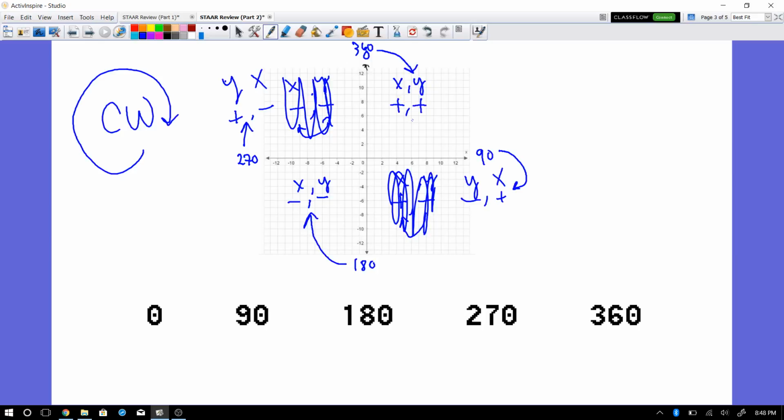Okay, so how would you fill in the table on this? So all you have to do is know that 0 is going to be x, y, 360, x, y. You know that 180 is x, y. Now all you have to do is remember that 90 and 270 are y, x.